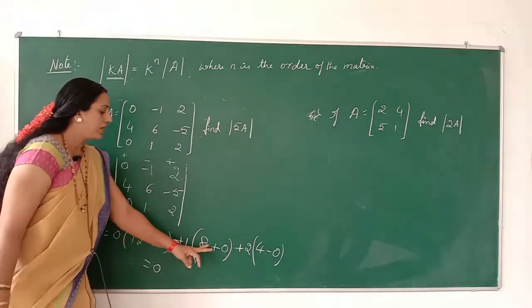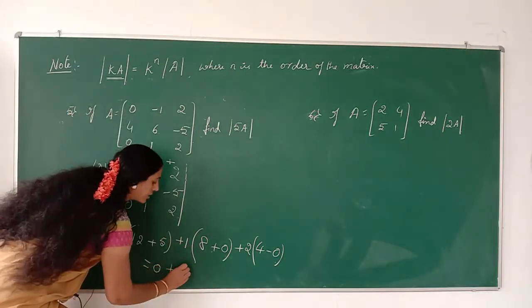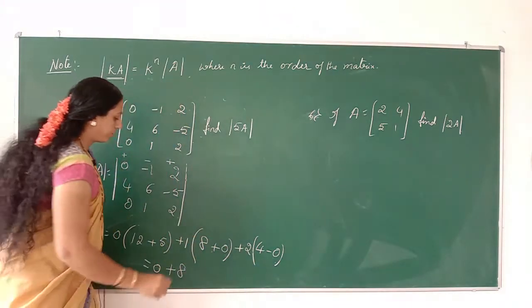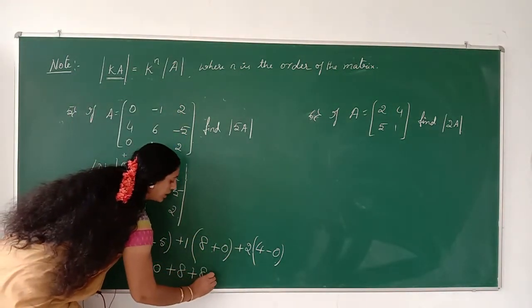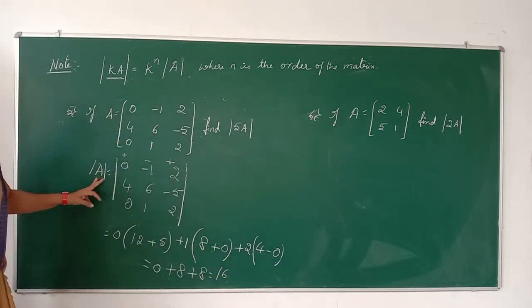Next element is 8 plus 0. 8 plus 0 is 8. 8 into 1 is 8. 4 minus 0 is 4. 4 into 2 is 8. So that is 8 plus 8, which is 16. That is the value of the determinant of A.